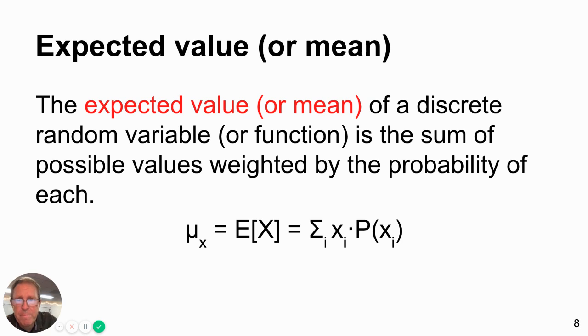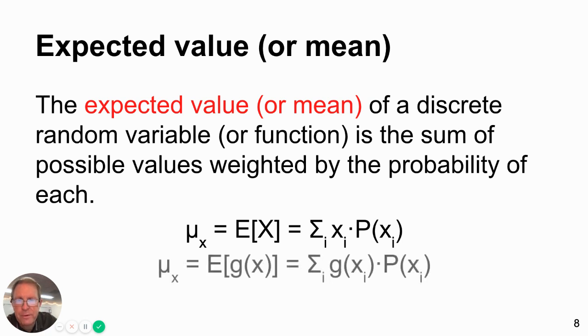Here's my formula. The mean is equal to the expected value. And then this is the formula right here. That's the formula for expected value, and that formula is on our formula sheet. I take each x, multiply by its associated probability, and then add them up across all x's.